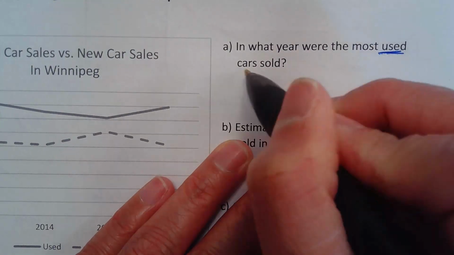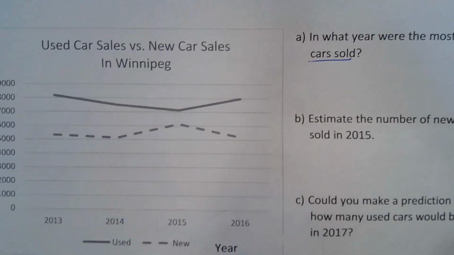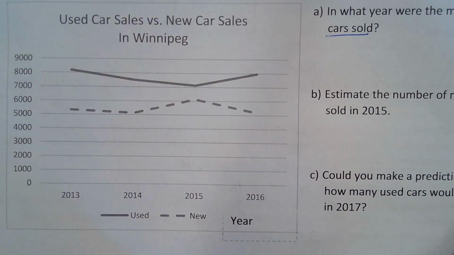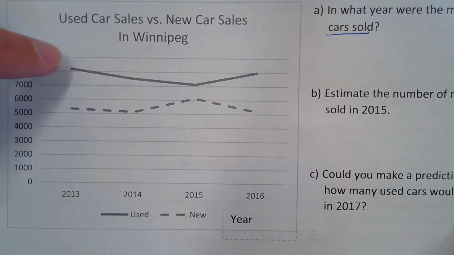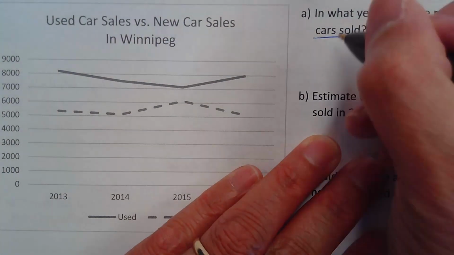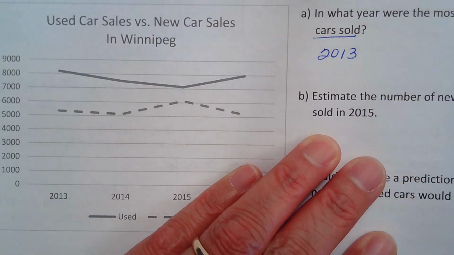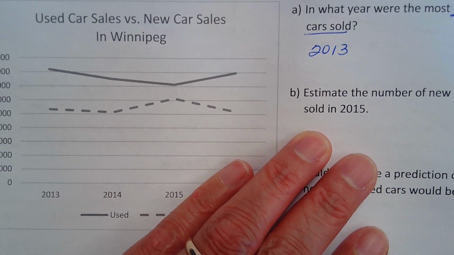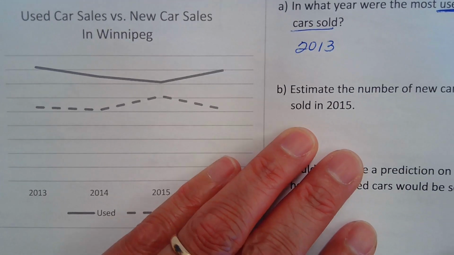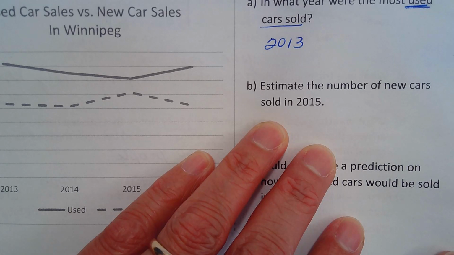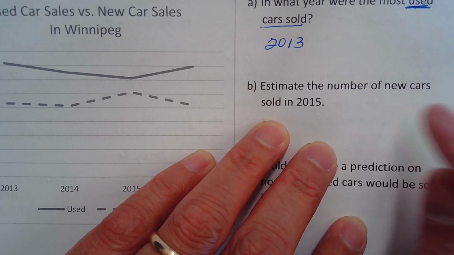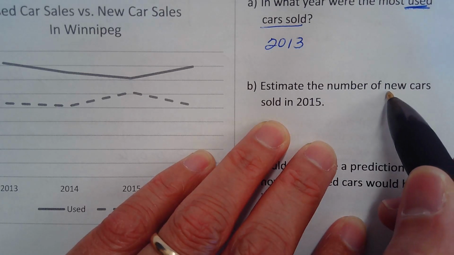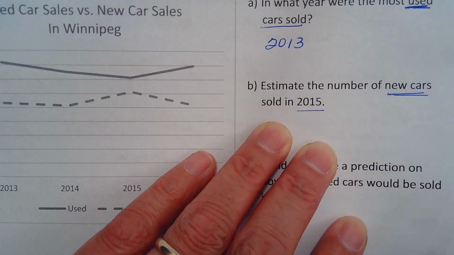So, used car. So, used car is the solid line. So what year would that be? 2013. Did everybody see 2013? Yeah, so this is the highest part. 2013. Okay. Yes. Estimate, next letter E. Estimate the number of new cars sold in 2015. So how many new cars are sold in 2015?